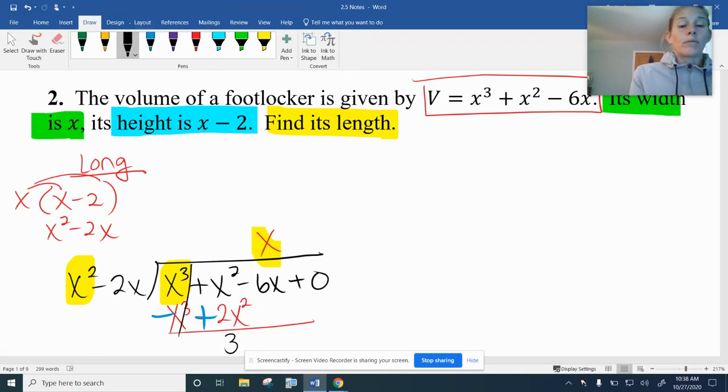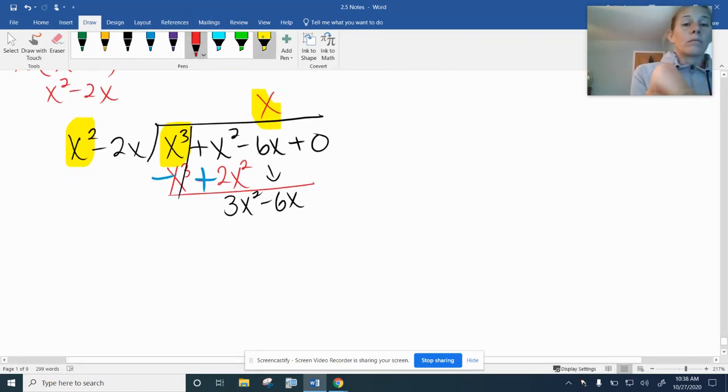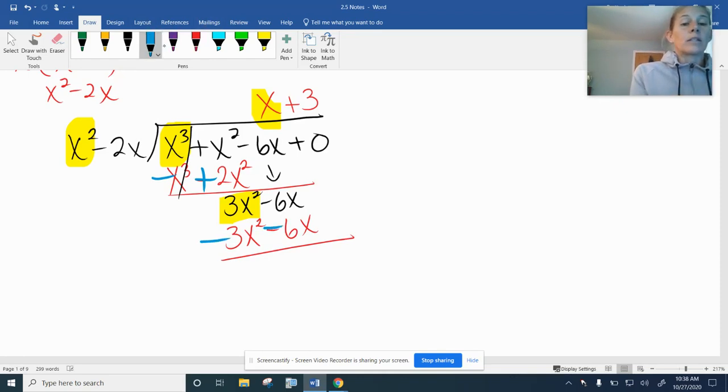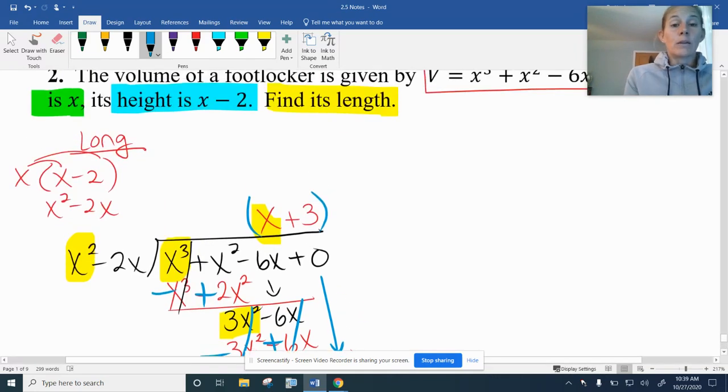So we end up with 3x squared, and I would carry down that negative 6x as my next term. So now I'm going to be looking at my 3x squared. So I know that I would need a 3 up here in the quotient because 3 times x squared gives me this 3x squared, and 3 times negative 2x is negative 6x. And of course, when I subtract each of these, they both cancel out. And then even if I bring down my 0, I'm finished. There's no remainder. So we know that x plus 3 would be the length here.